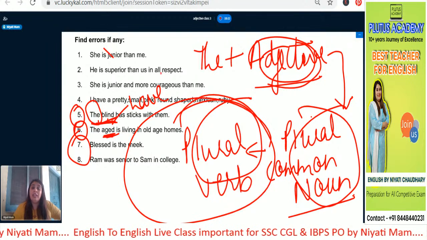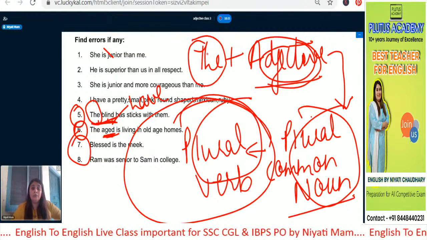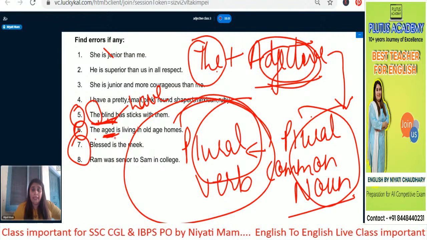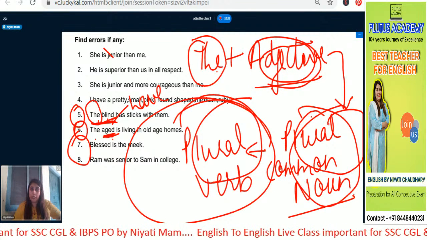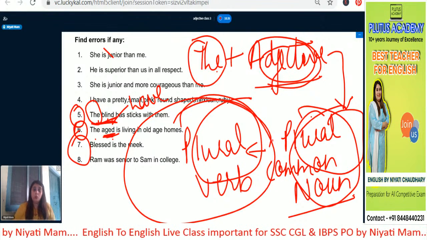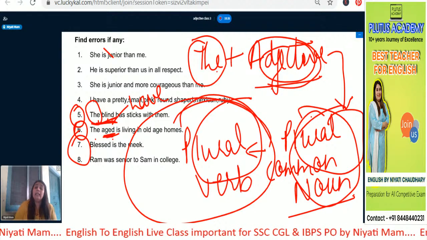Adjective. We have added the article "the" before the adjective. Now "the aged" becomes a plural common noun again. A plural common noun in turn takes a plural verb. So the correct sentence is "The aged are living in old age homes."